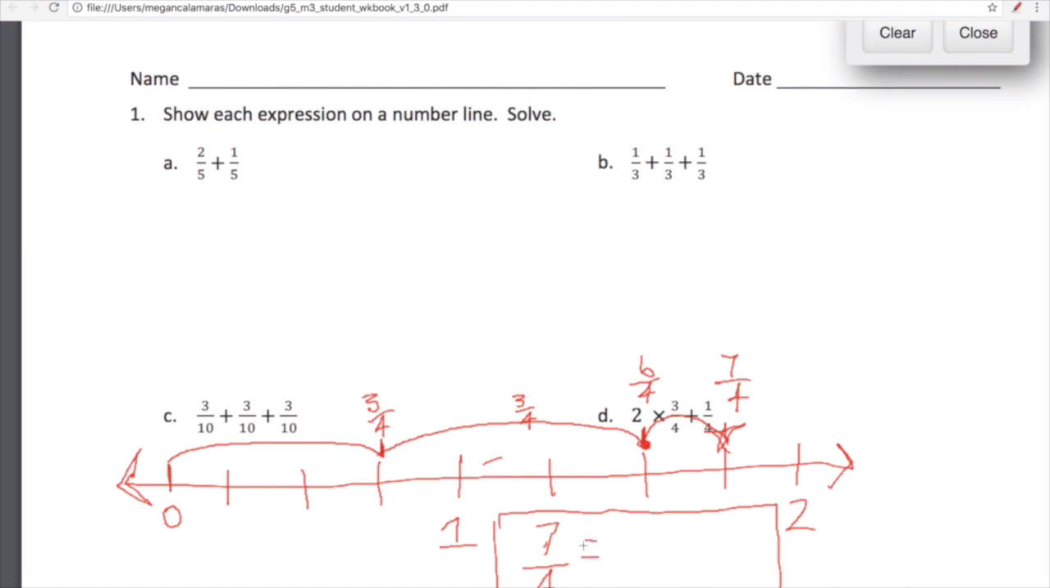We can rename 7/4 as a whole number and a fraction. How many whole numbers did we pass? 1. And then we have a fraction of a whole number as well. How many fourths is that? Well, it's 1, 2, 3. We can rename 7/4 as 1 and 3/4. These 2 numbers represent the same amount. Fabulous.